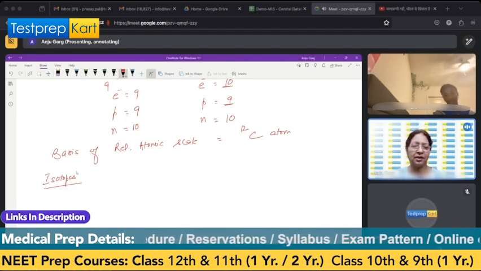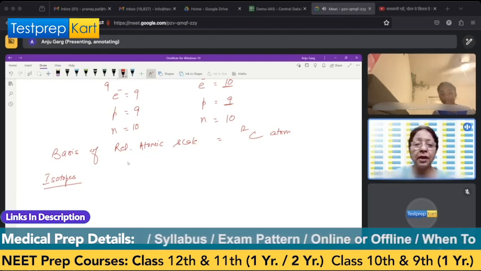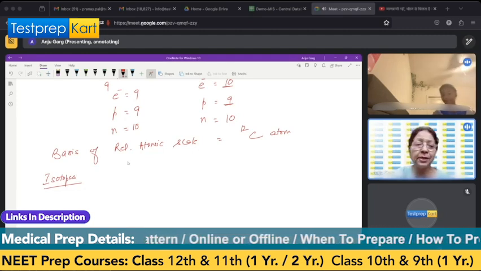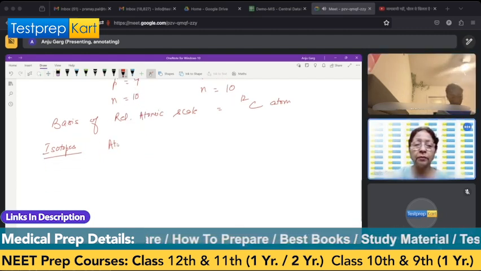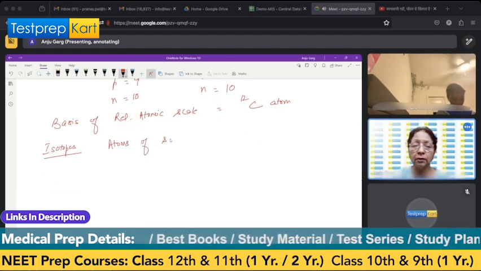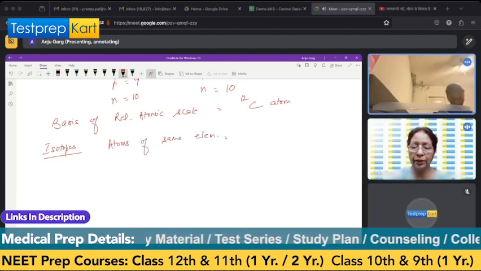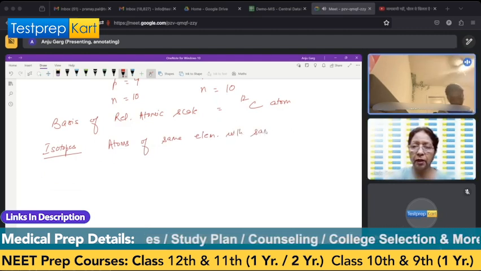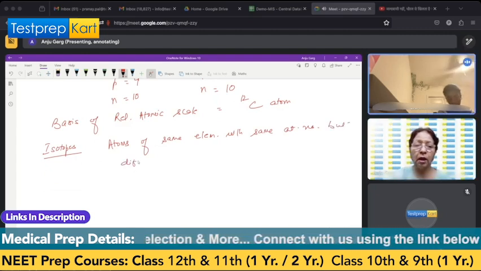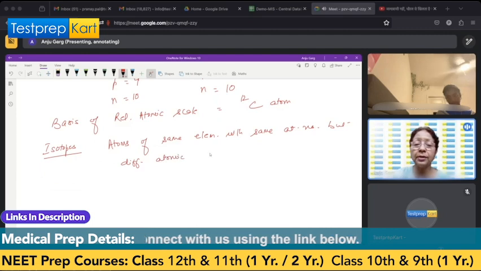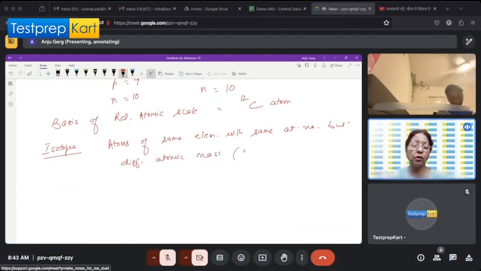So isotopes will have different atomic masses and same atomic number. Atomic number is same, but atomic mass is different because of difference in the number of neutrons. Isotopes are atoms of the same element with same atomic number but different atomic mass. So when atomic mass is different, which property must be different? It is due to difference in the number of neutrons. So they will be different in neutrons. They are called isotopes.